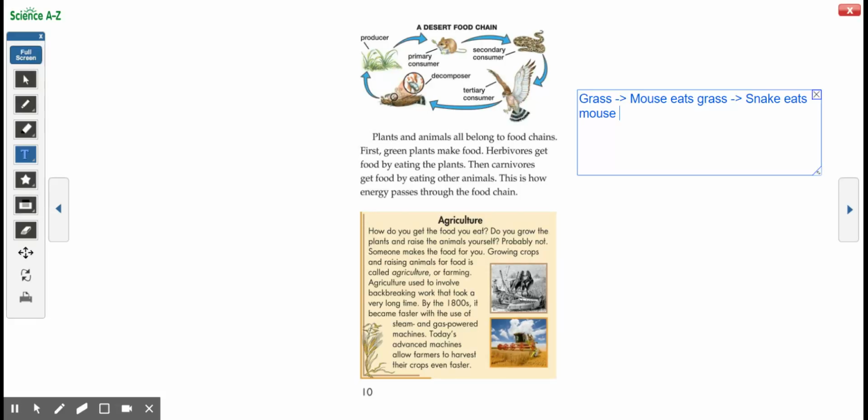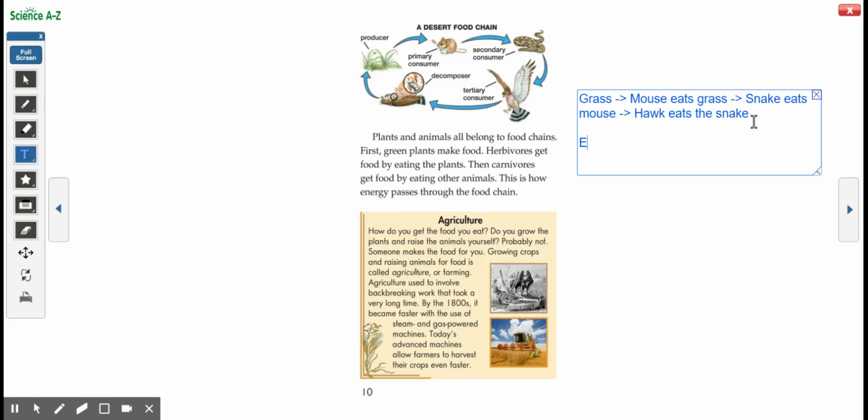And then finally, a hawk eats the snake. And every single time this happens, energy passes. So the mouse gets energy from eating the grass. The snake gets energy from eating the mouse. The hawk gets energy from eating the snake. So every time you eat, you get energy.